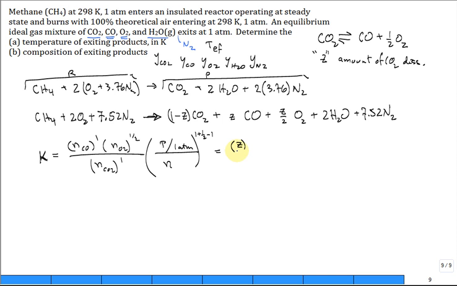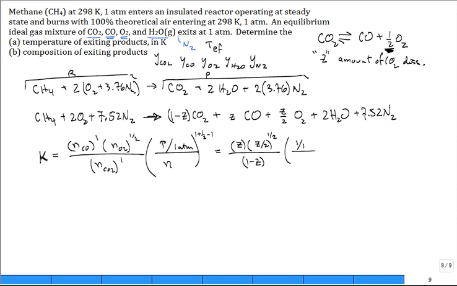The number of moles of O2 is Z over 2. Then we still have to put the stoichiometric coefficient in front of this dissociation reaction, which is a half. And the number of moles of CO2 is 1 minus Z. The pressure is 1 over 1. It's atmospheric pressure going out, so it's just 1 over 1 atm.